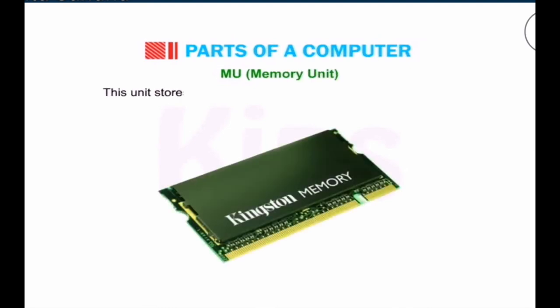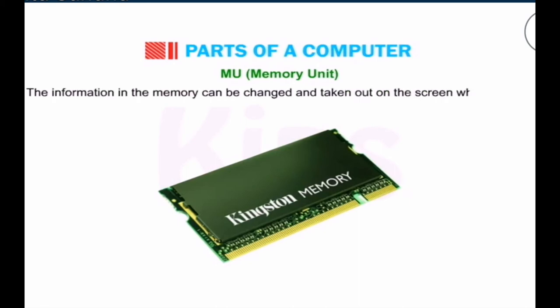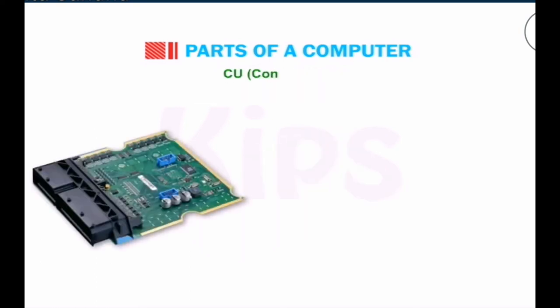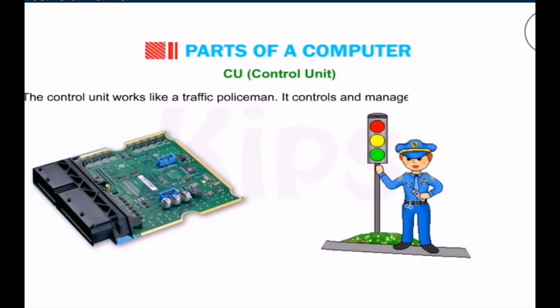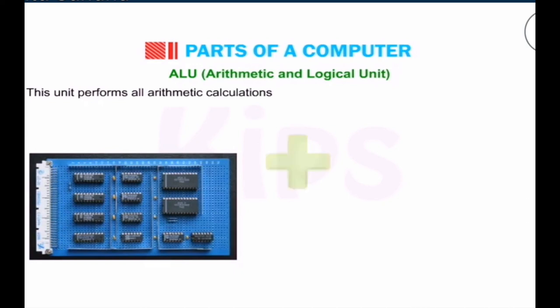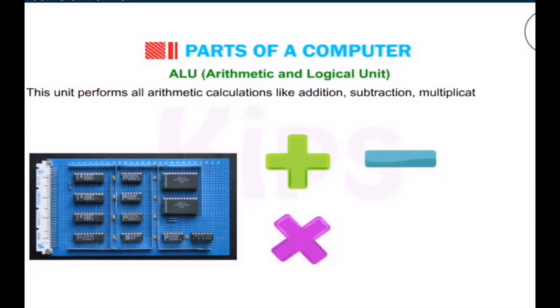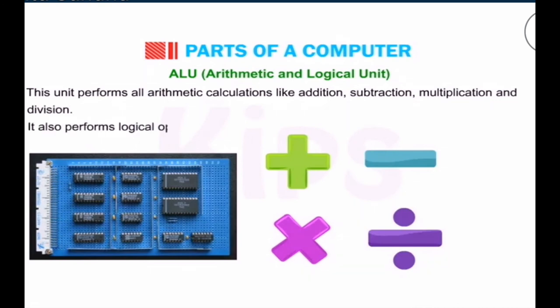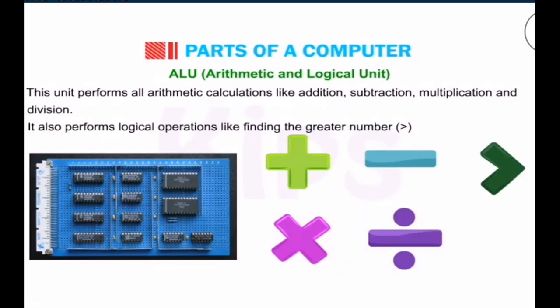First is MU, CU and ALU. What is MU? MU is the memory unit, where it stores and collects the data and information. Second is CU, the control unit. It works like a policeman. It controls and manages the data. And third is ALU, arithmetic and logical unit, in which it calculates the data like addition, subtraction, multiplication and division. It can also do greater than, less than and smaller than.